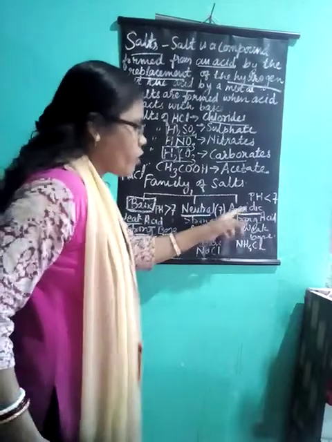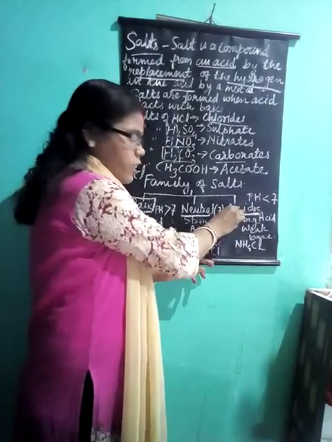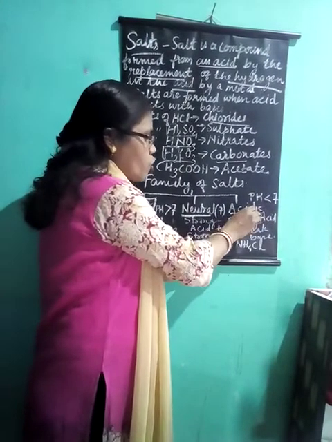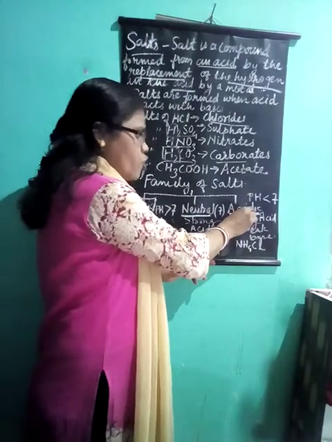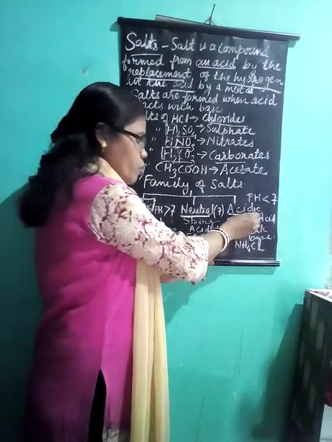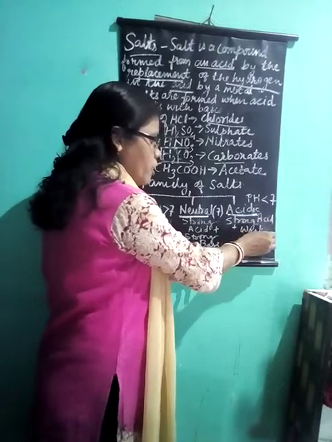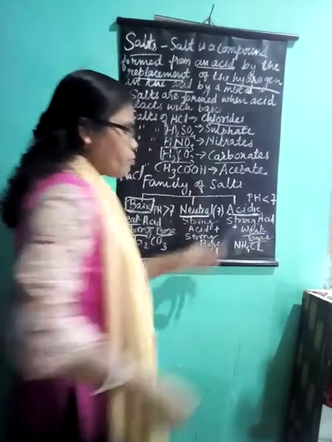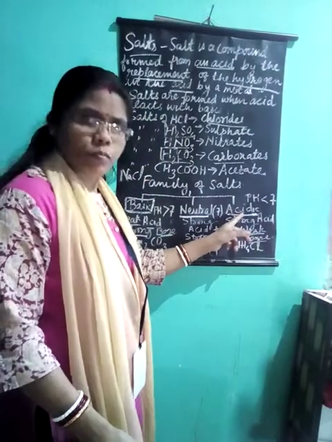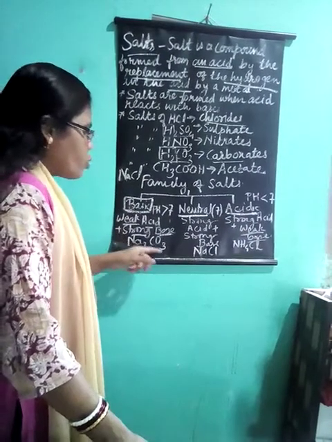Whereas acidic salt, it is acidic. So what should be strong? Yes, you're right. It should be strong acid. When the acid is strong and the other one is base, the base should be weak. Strong should be acid. Strong acid plus weak base gives you acidic salt. Got it?